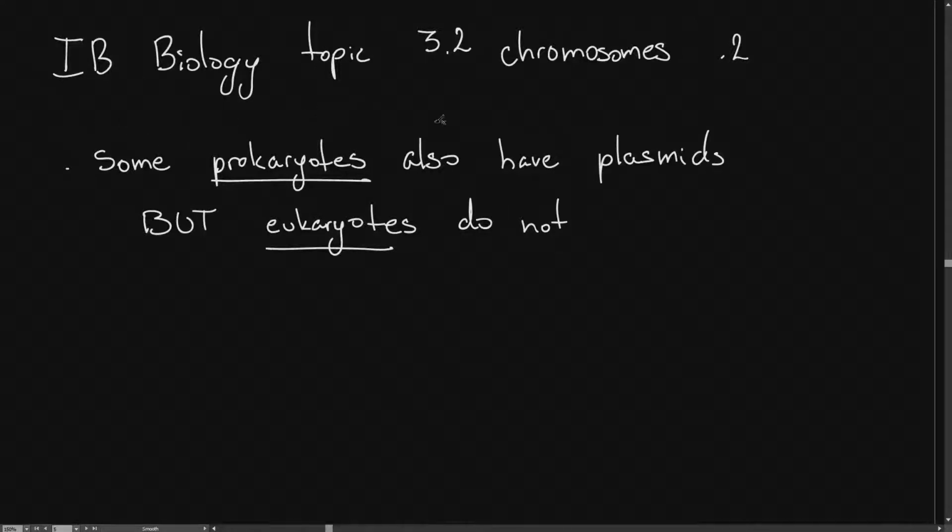IB Biology Topic 3.2 Chromosomes Point 2. Some prokaryotes also have plasmids, but eukaryotes do not. Here we'll be looking at what a plasmid is, and why some prokaryotes have them, but why no eukaryotes do.